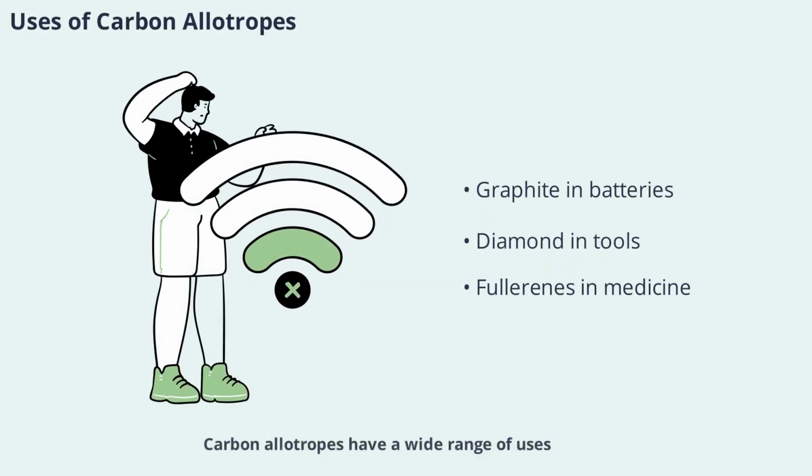Carbon allotropes have a wide range of uses. Graphite is used in batteries and lubricants, diamond in cutting tools and jewelry, and fullerenes in advanced materials and medicine. Each allotrope's unique properties make it suitable for specific applications, demonstrating the incredible adaptability of carbon. These uses continue to expand as new forms of carbon are discovered.